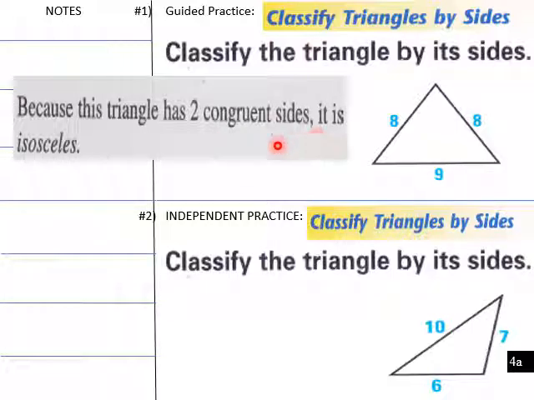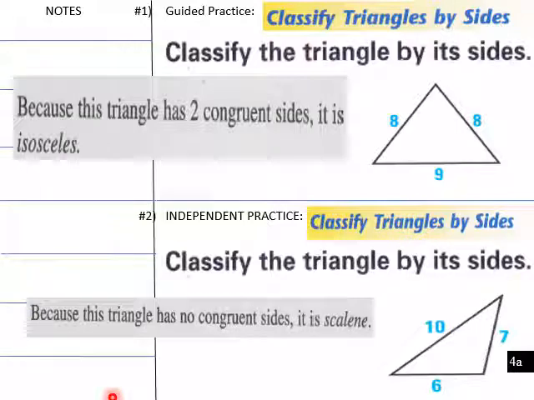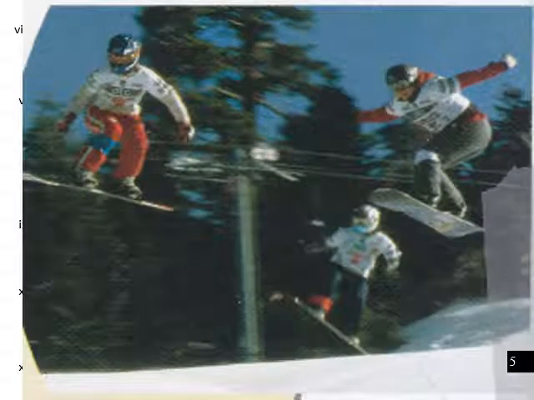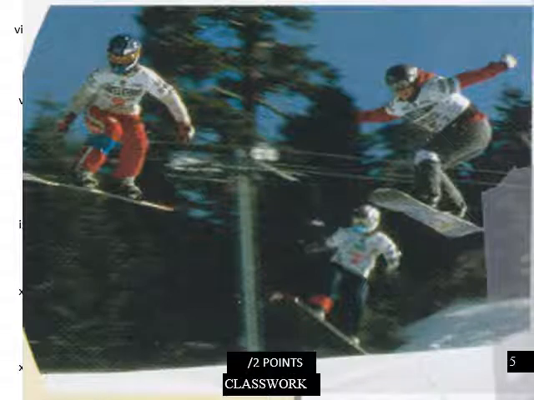This has 2 congruent sides, it is isosceles. And this one here is scalene because it has no equal sides. And when you're doing this at homeschool and you want me to correct your papers, take a picture of your work and email that to me.